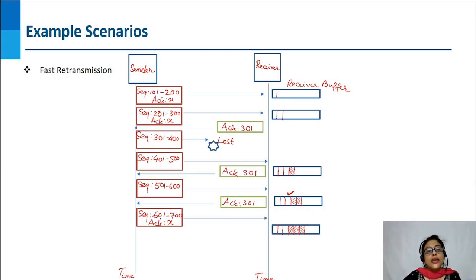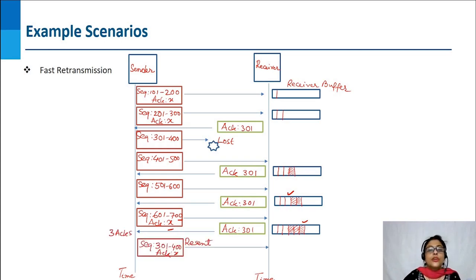The sender will again send the next chunk of data 601 to 700 with acknowledgement X and the receiver is placing it as the out of order segment. So this is the third out of order segment. The receiver then again sends the acknowledgement with 301. So here the sender has received 3 acknowledgements. So these are the 3 duplicate acknowledgements with the same acknowledgement number 301.